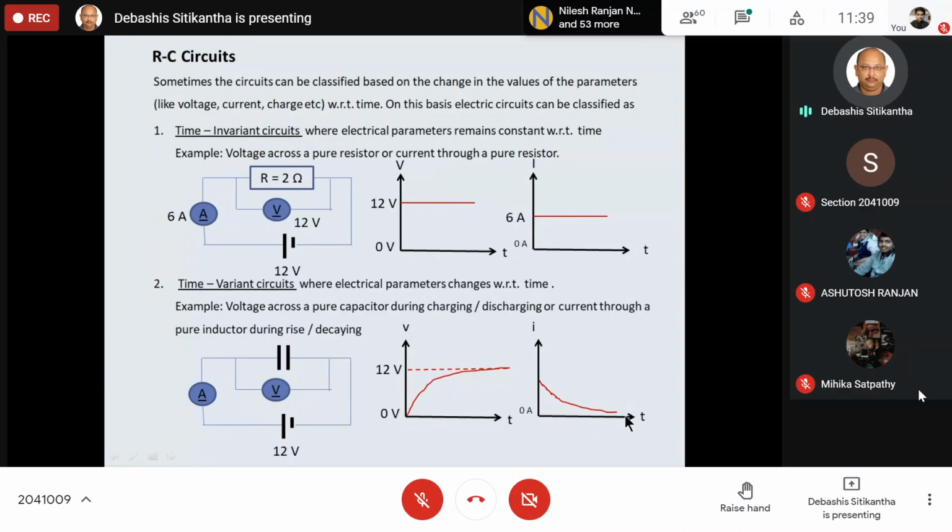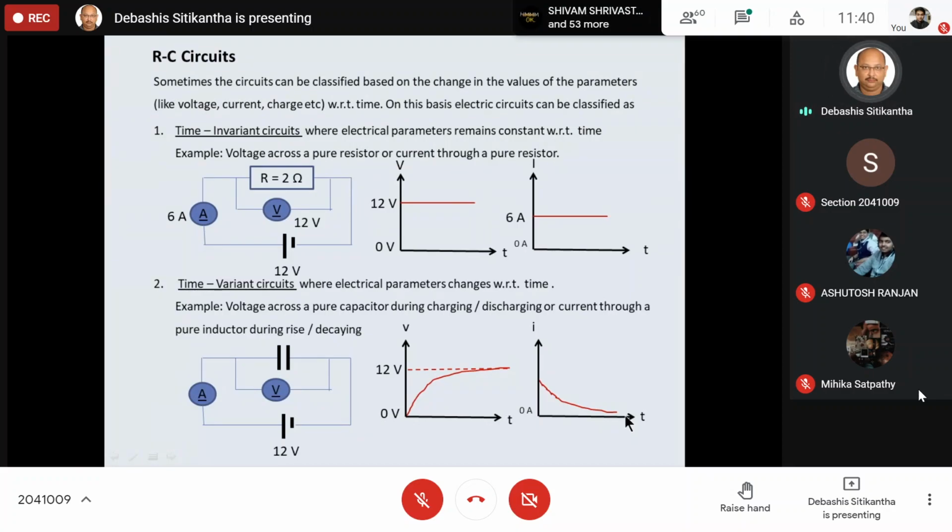One example of a time invariant circuit, as I have already told, is the voltage and current through a pure resistor. Similarly, the current and the voltage across a pure inductor is going to be a time variant circuit. In this chapter, we will only talk about the RC time variant circuit. In the next chapter, that is chapter 27, we will study the time variant RL circuit.